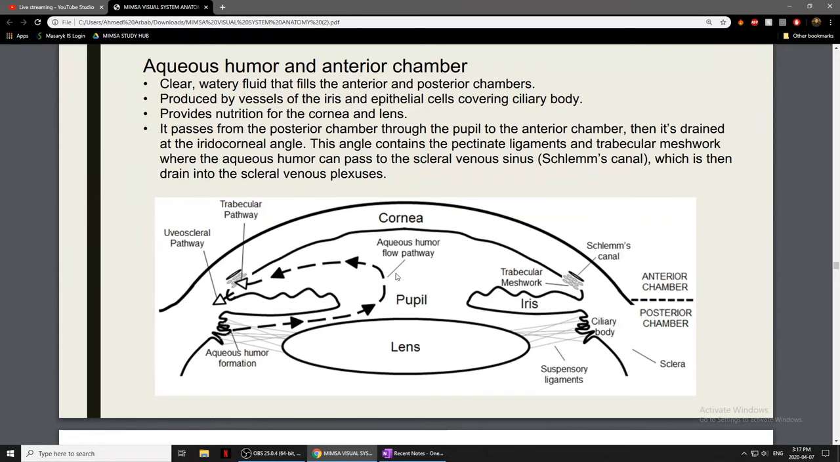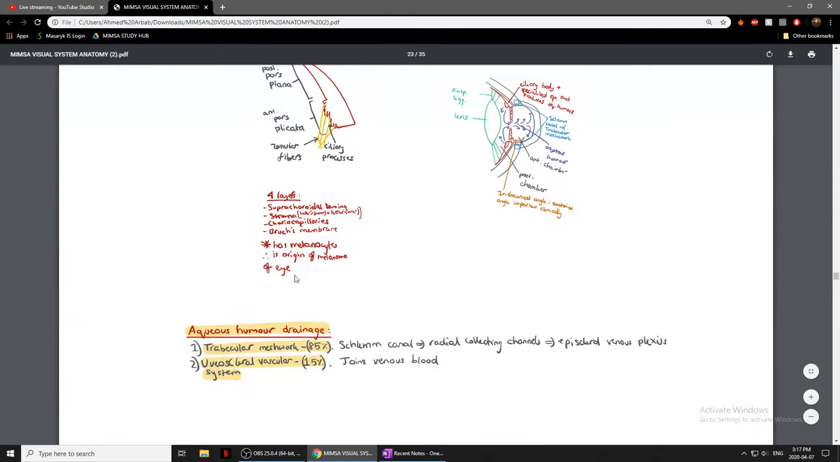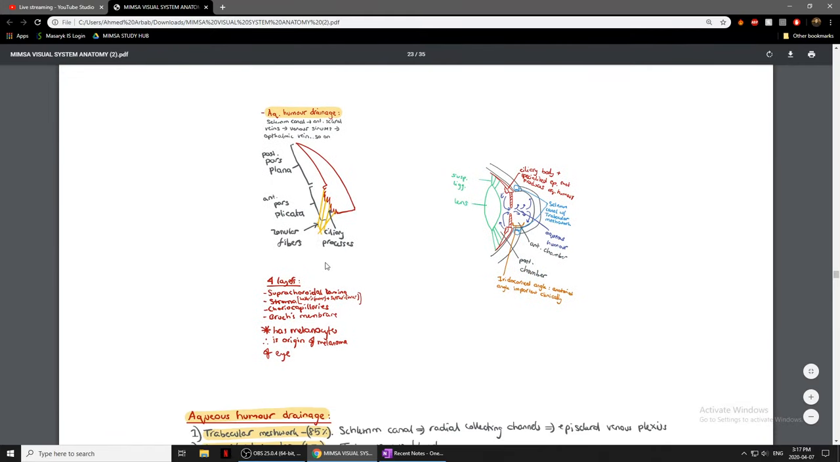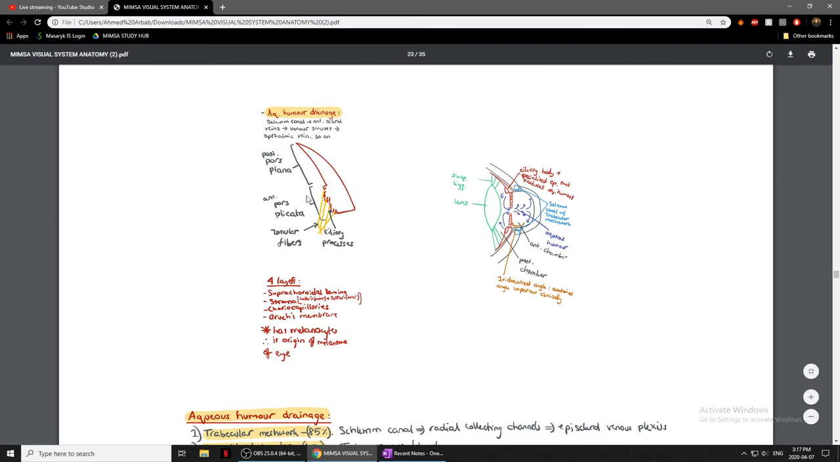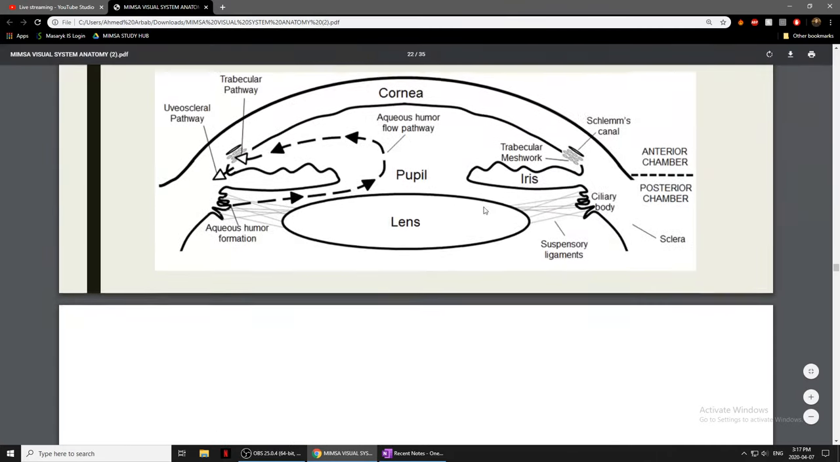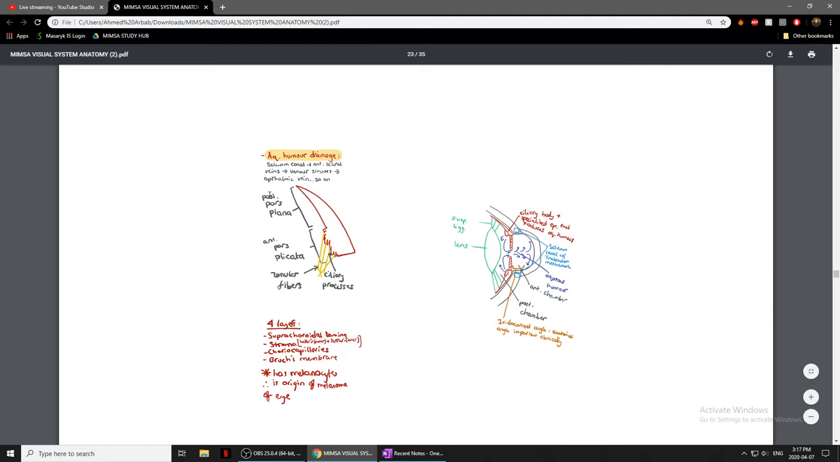So we talked about aqueous humor in the anterior chamber. Aqueous humor is a clear watery fluid that fills the anterior and posterior chamber. It is produced by the ciliary body. We talked about the ciliary body, which is the middle part of the vascular tunic of the layers of the eye. We talked about the choroid back here, and it thickens out here into the ciliary body, and then it moves outwards as the iris. This ciliary body has two parts: the posterior pars plana, the posterior flat part, and the anterior pars plicata, the anterior folded part.